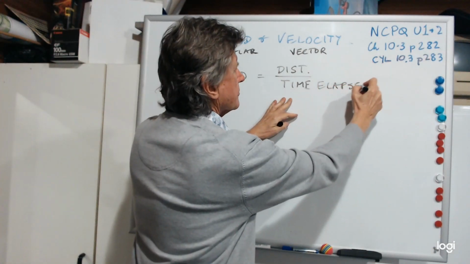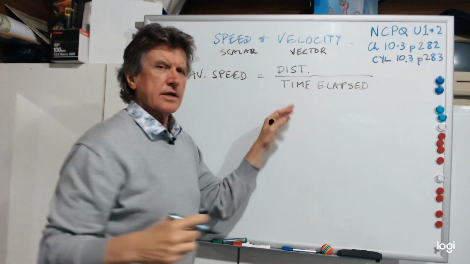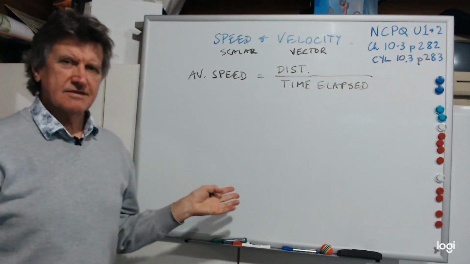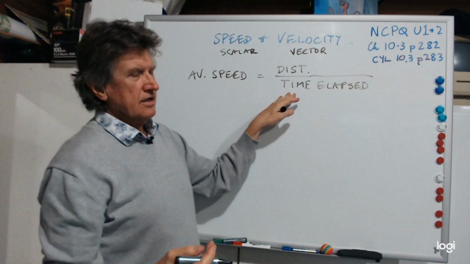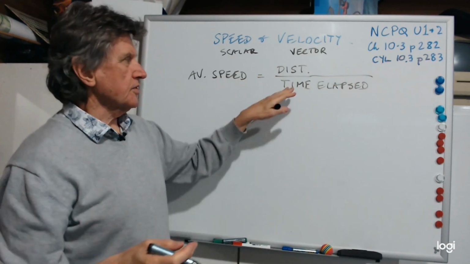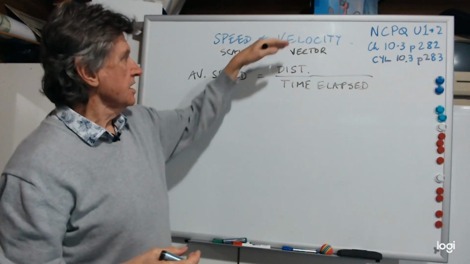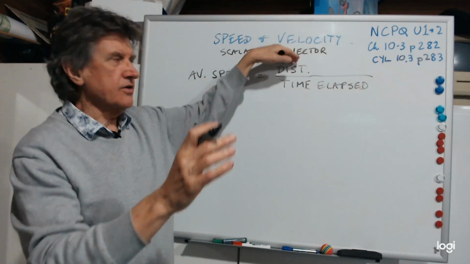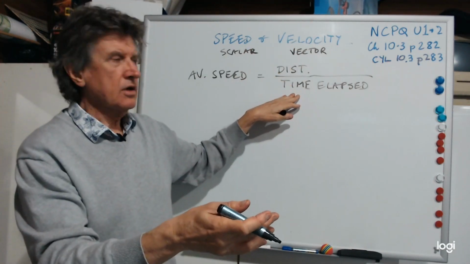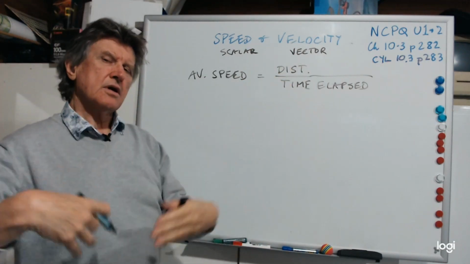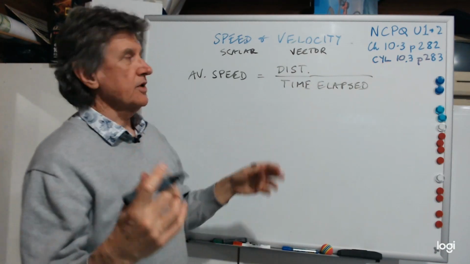Now it mightn't seem very important to you, but you don't want to get confused with time of day. So I'd hate you to say the average speed was, say, 100 metres divided by 12 o'clock. It's not. It's the time elapsed, so the duration of the time. I mean, that's pretty obvious to you.